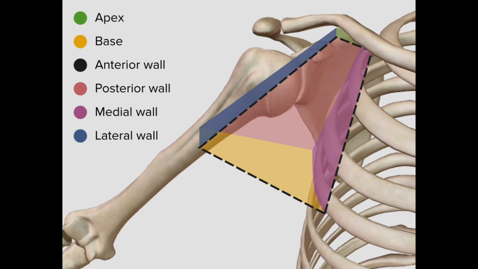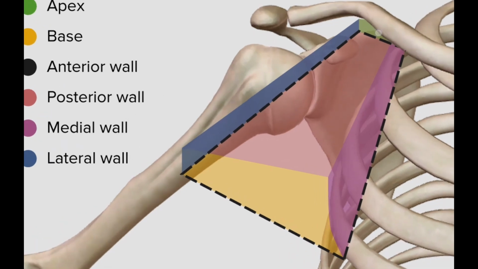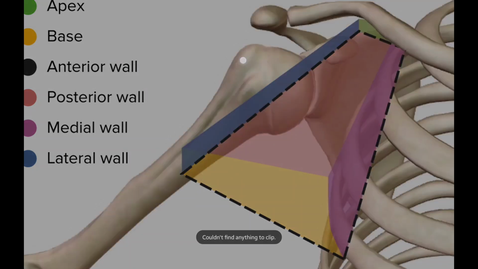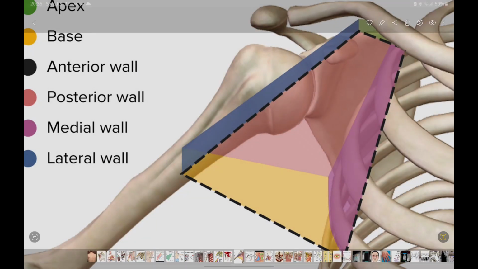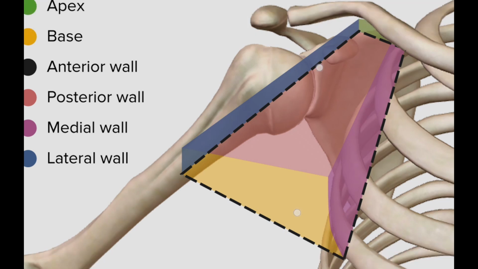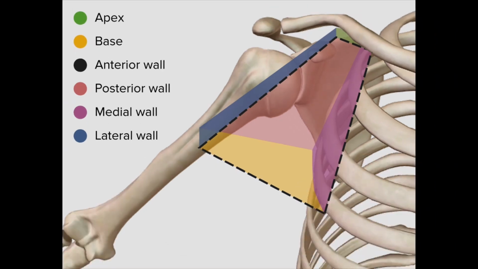So as you can see over here, it is a pyramidal structure. Like a pyramid, it has an apex, a base, an anterior wall and a posterior wall, a lateral wall and a medial wall. Just a pyramidal structure. What is the function of the axilla? The main function of the axilla is transmission of vessels and nerves into the upper arm. Let us go into the borders of the axilla.